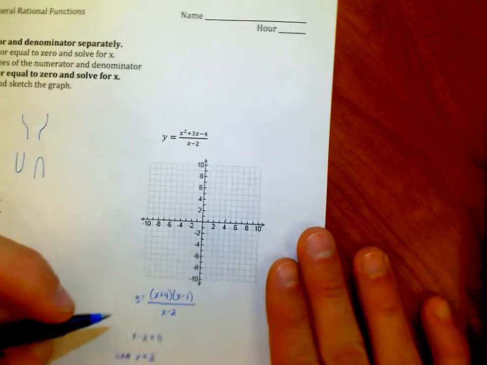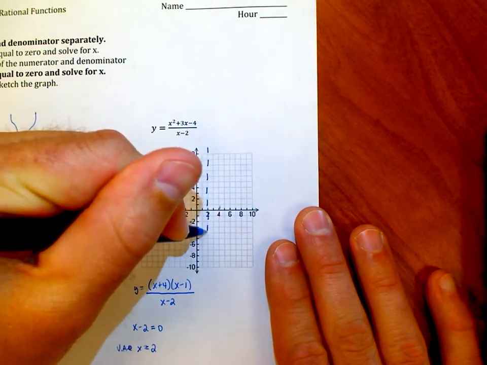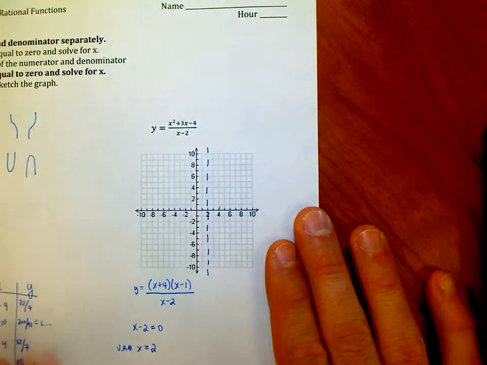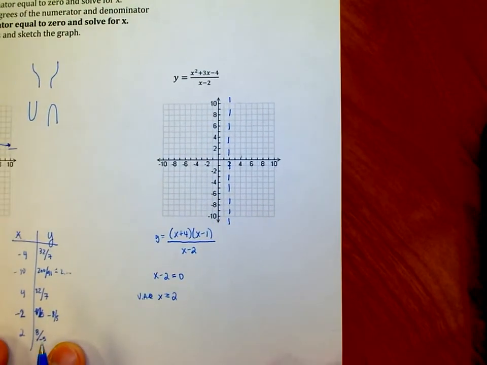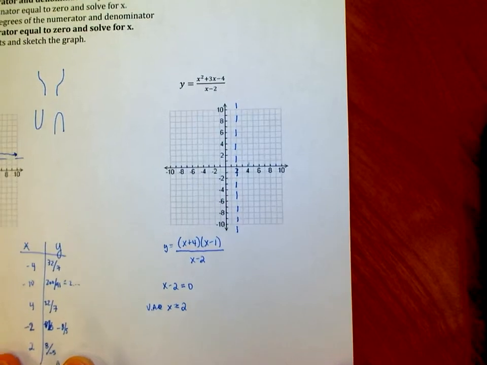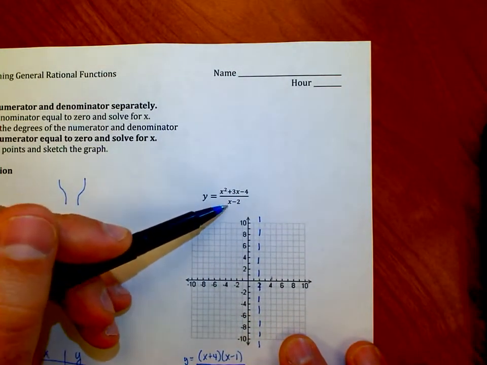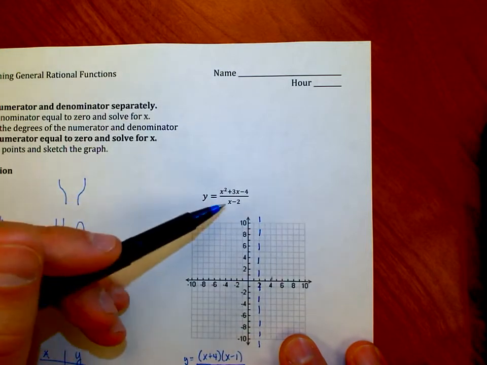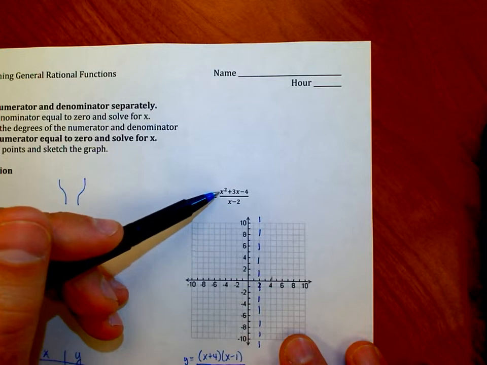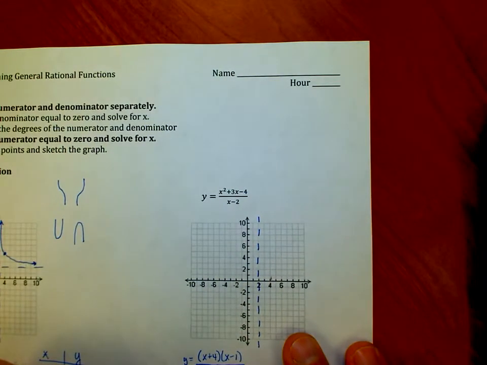I'm going to come up here on my graph, and I'm just going to put a dotted line at x equals 2. And I know that's going to be the separating point. I'm going to shoot upward or downward there. As far as where I'm going to level off, I need to compare the degrees of the numerator and denominator. Here I see that I have x squared over x. So I have a higher degree on top, second degree over first degree. That means I have no horizontal asymptote.